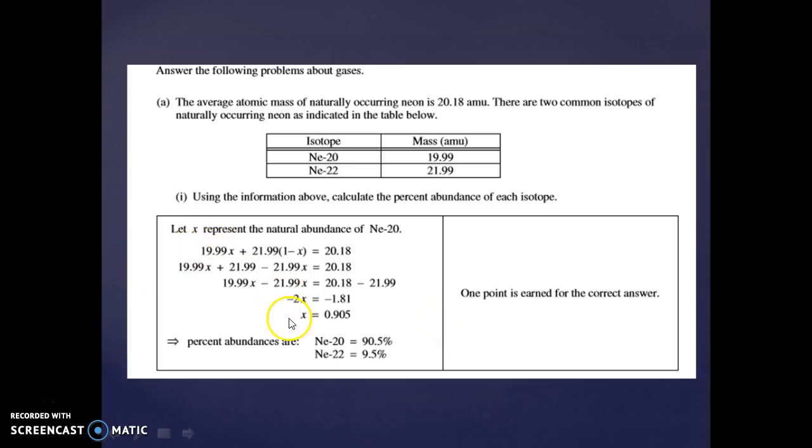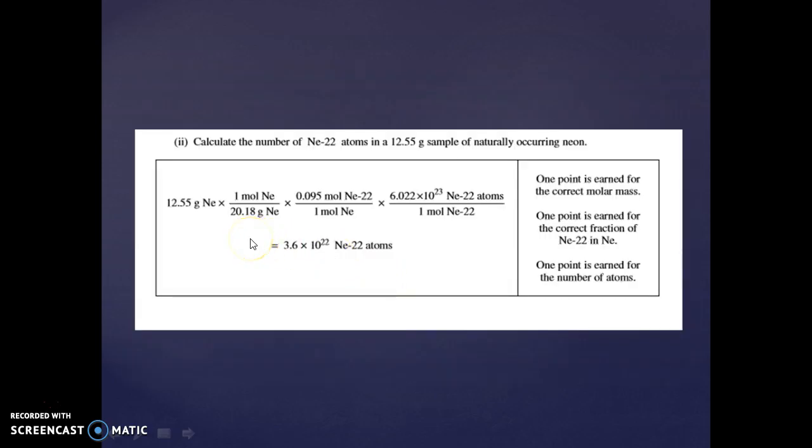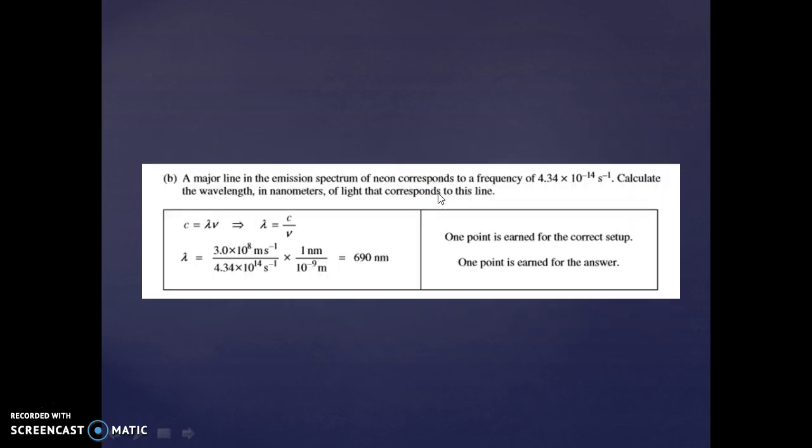So now we're at the 2007 AP question, and this is pretty much just calculating the percent abundance of each isotope, which is just the equation that I gave you earlier. And this is calculating the number of atoms in the sample given. So you just use your grams to the molar conversion to the percent abundance that we found in the first part to the Avogadro's number to find the atoms. And to find the wavelength in nanometers, you just use one of the equations I gave you previously, and you use what is given to you in the problem here, and you convert it to nanometers.